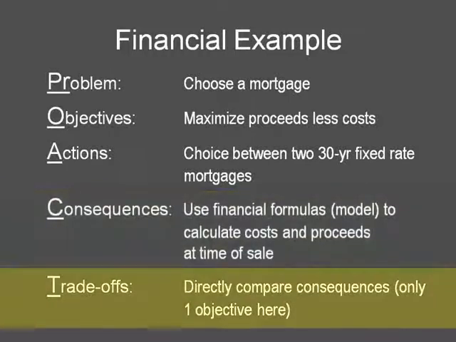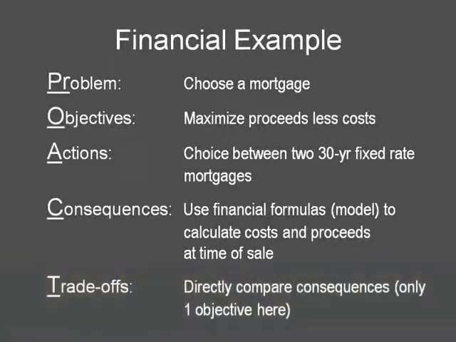In this case, the trade-off step, or the optimization step, will be pretty simple. We can directly compare the consequences for the 2 actions that we're considering. We have only one objective, so we just know that we want to take the alternative that maximizes the proceeds less the costs. So at this point, let's switch over to a spreadsheet and look at the components of this financial example in that spreadsheet.